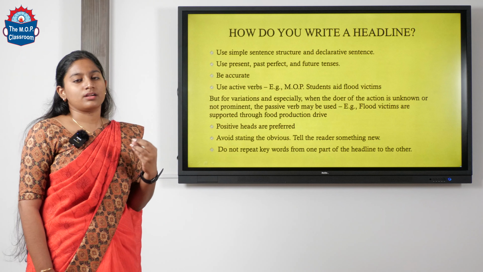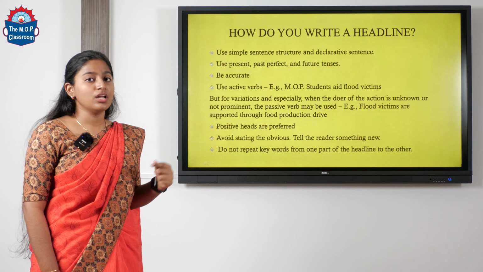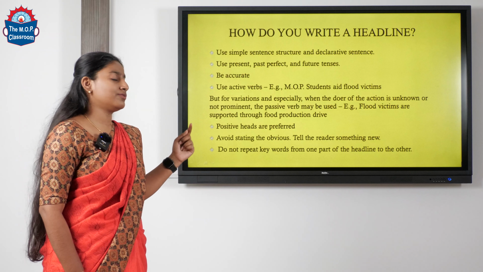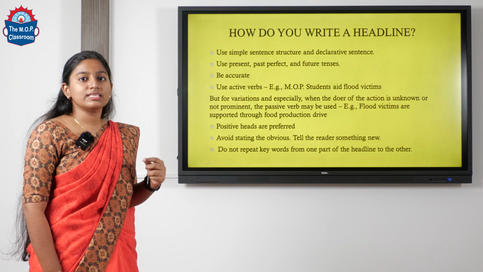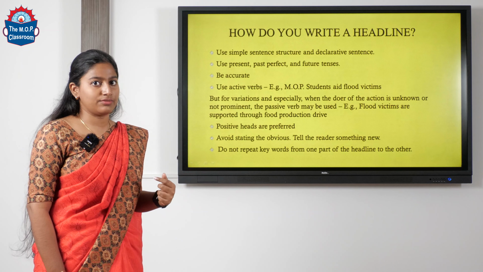Active verbs are used in sentences in which the subject is actively performing the action. For example, here we have M.O.P students aid flood victims. Here you can see that M.O.P students are actively involved in helping the flood victims.